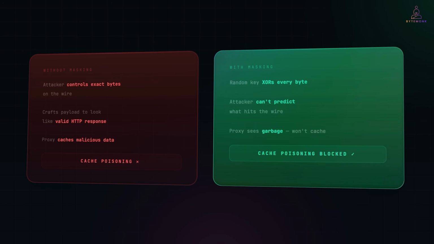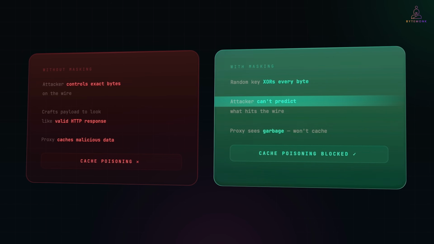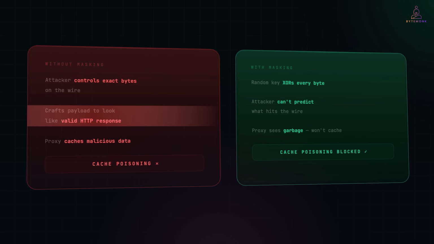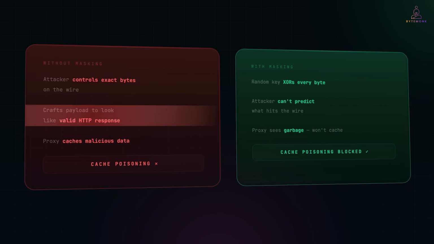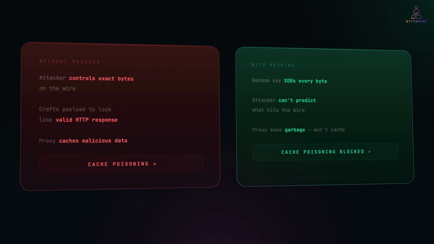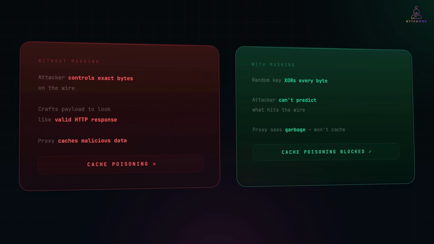The fix? Force clients to mask all outgoing data with a random key. Now the attacker can't predict what bytes will actually hit the wire. They can't craft a payload that looks like a valid HTTP response. Server to client doesn't need masking because servers are trusted. They are not going to poison their own caches.